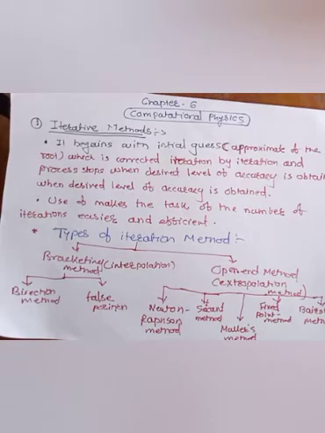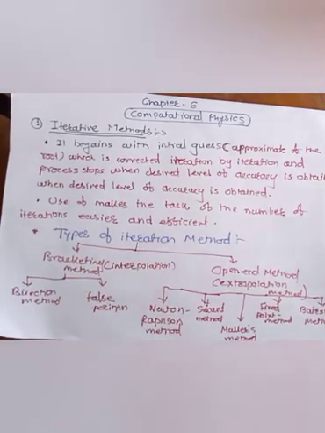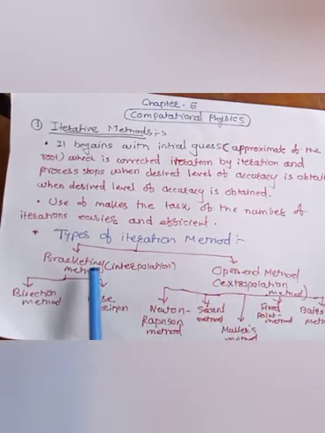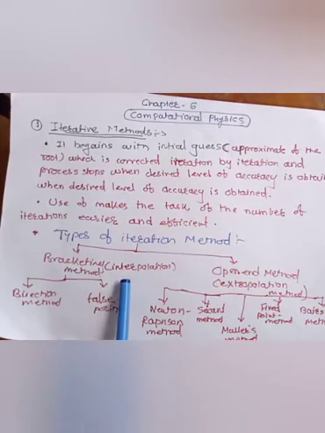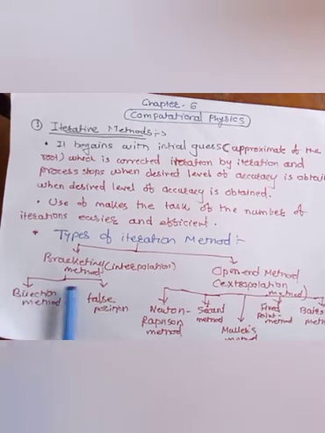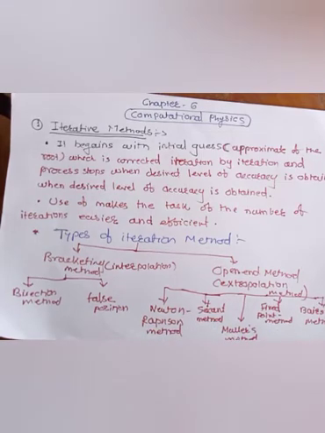So let us take the examples of this iterative method, that is, types of iteration methods. Broadly it is divided into two types: bracketing method and open end method. Bracketing method is also known as interpolation, and open end method is also known as extrapolation method. The bracketing method is divided into two types: bisection method and false position method, whereas the open end method is divided into different types: Newton-Raphson method, secant method, Mueller's method, fixed point method, and Weierstrass method.